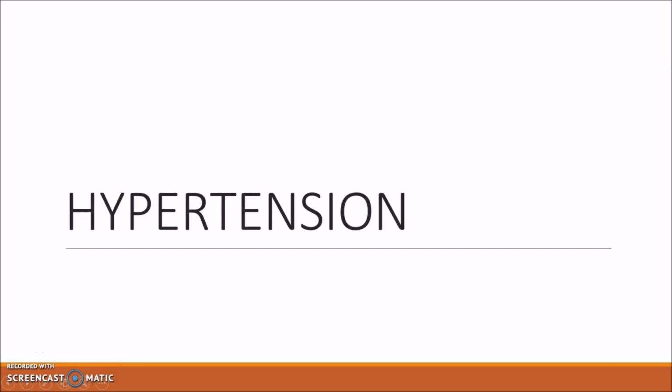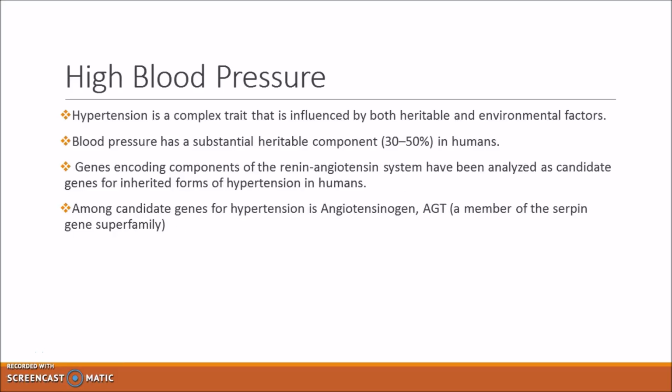Hi, I'm going to talk about hypertension. Hypertension is a complex trait that is influenced by both heritable and many environmental factors. Blood pressure has a substantial heritable component, which is about 30 to 50% in humans.